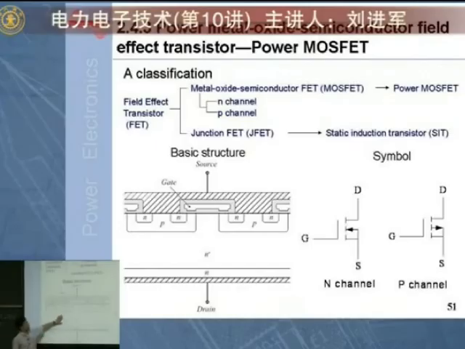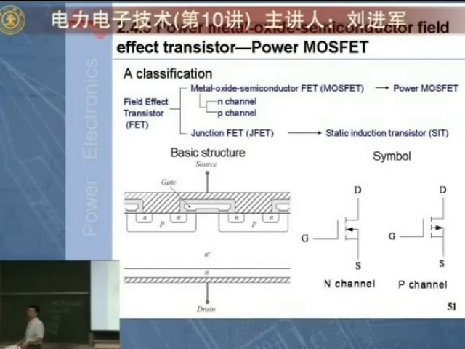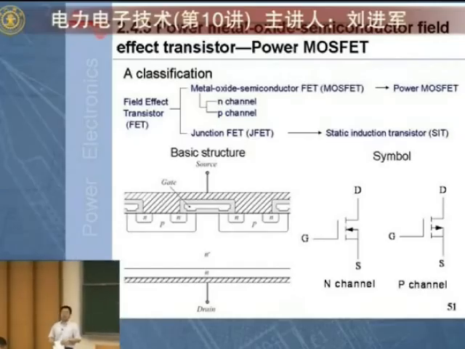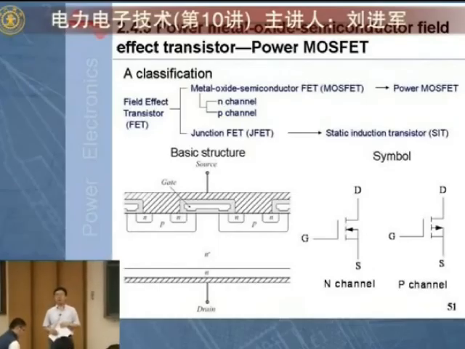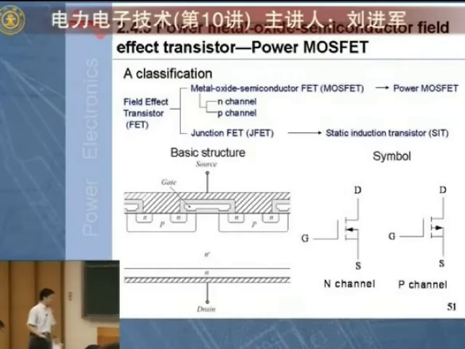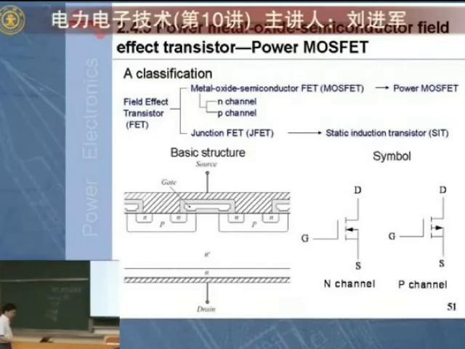For ordinary MOSFET, they don't have this N- region. You just have N layer, P layer, and another N layer. But for power MOSFET, you have this extra N- region. And you can again imagine that is for handling high voltage. That makes this MOSFET able to handle high voltage. Okay?